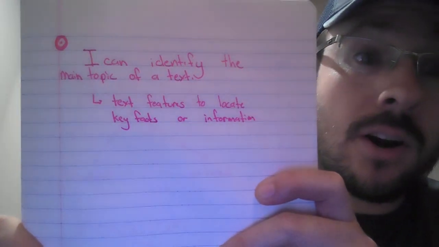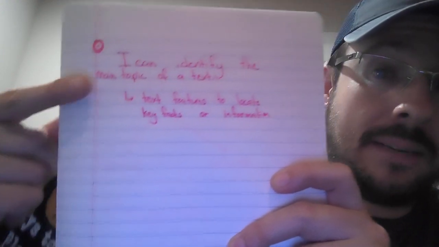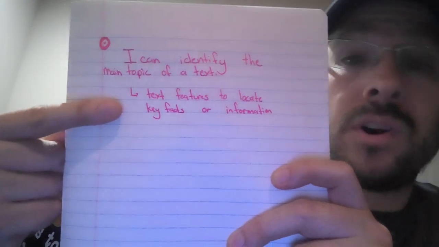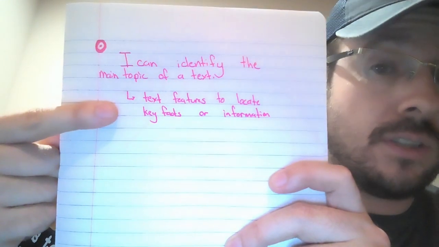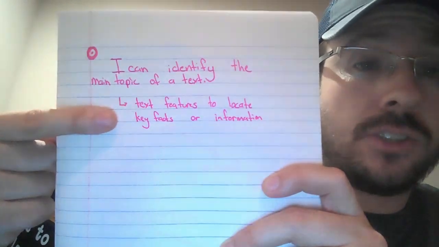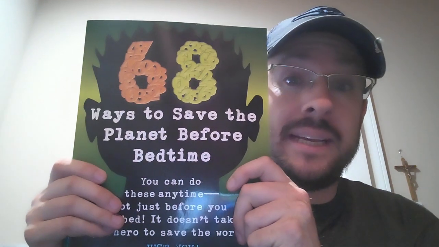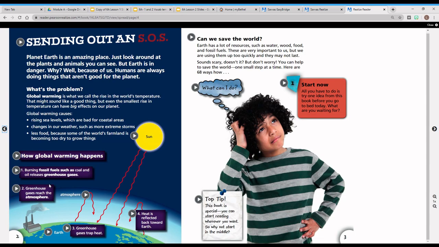So things that I want us to focus on. All right, our learning target: I can identify the main topic of a text, right? And how are we going to do that? We're going to do that by looking at text features to locate key facts or information. So we're going to use our text features to help us identify the main topic. So let's go ahead and jump into our story. I already opened our story to page 2. So let's just go ahead and start reading.